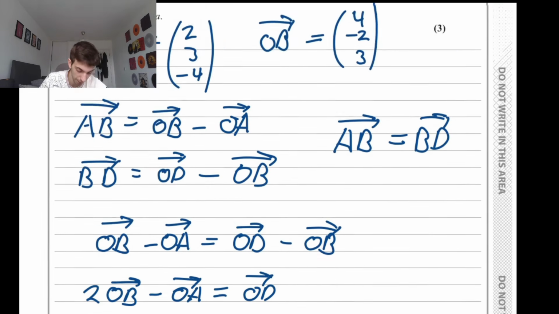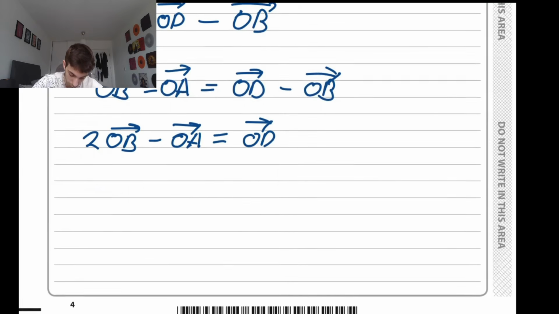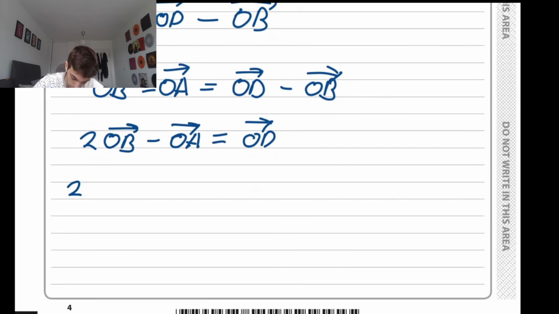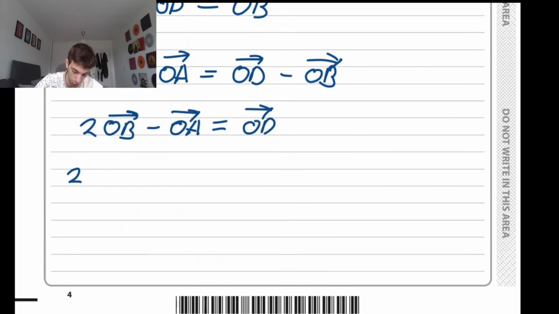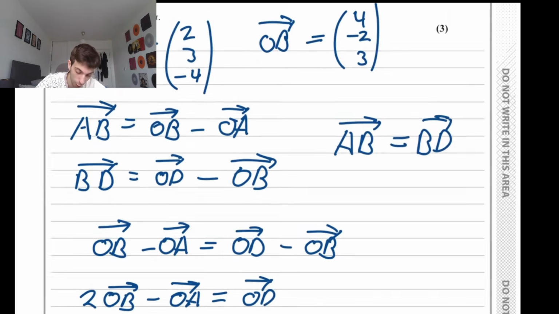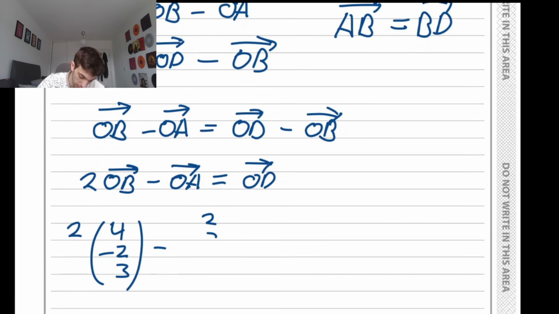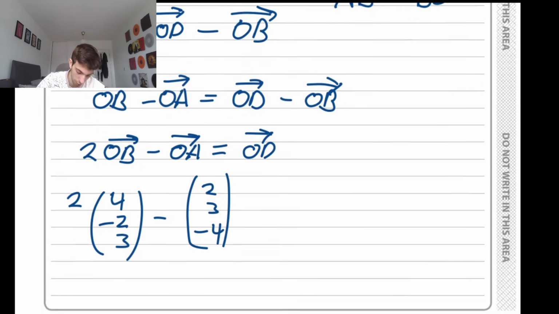So all we have to do now is plug in the numbers. So 2 times OB: O to B will be (4, -2, 3), and that's going to be take away OA. OA is (2, 3, -4). So what do we have here?